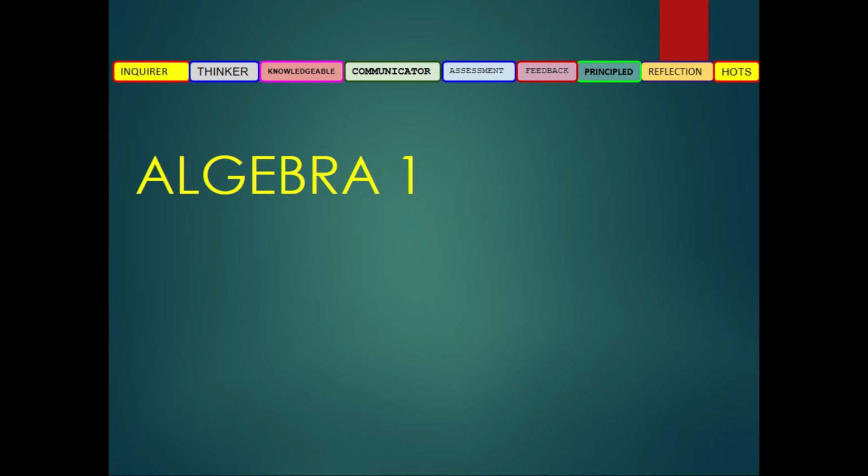Good morning, students. Today we will be discussing Algebra 1. The topic will be Evaluate. Before we start with Evaluate, you should have some basic idea prior to learning this topic.